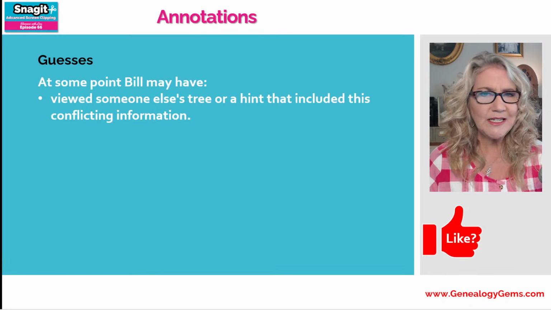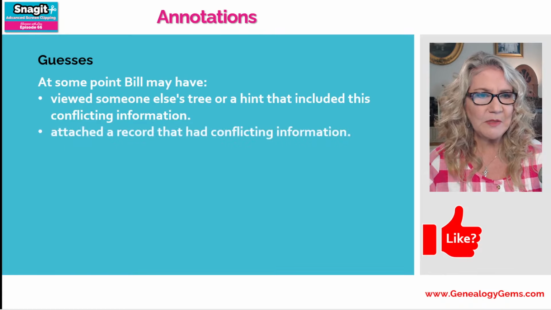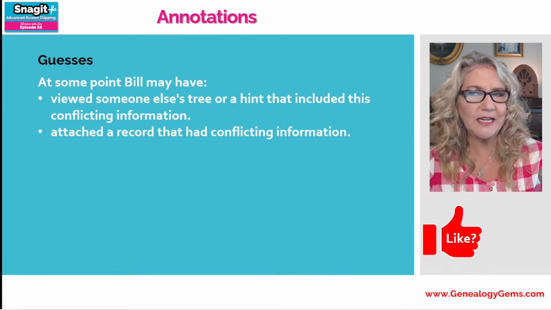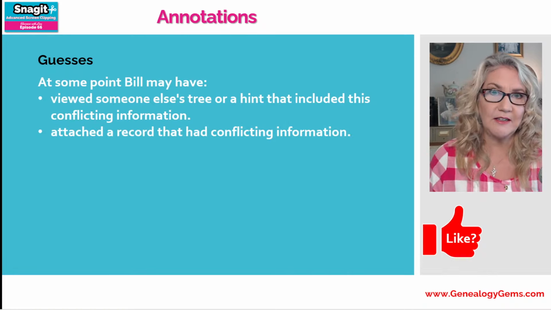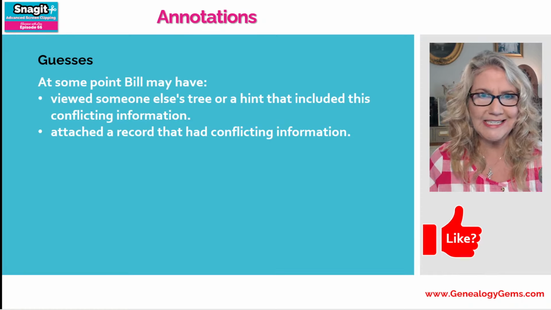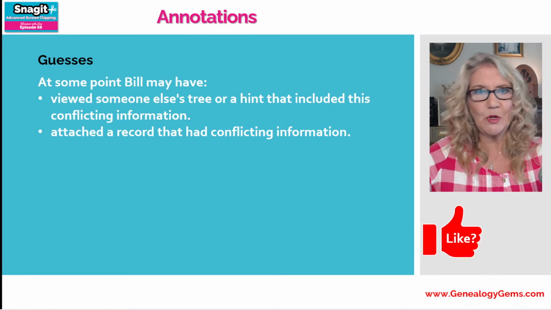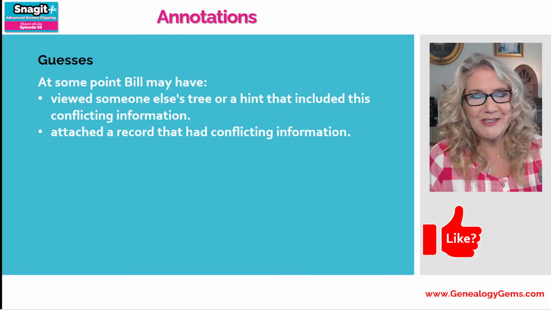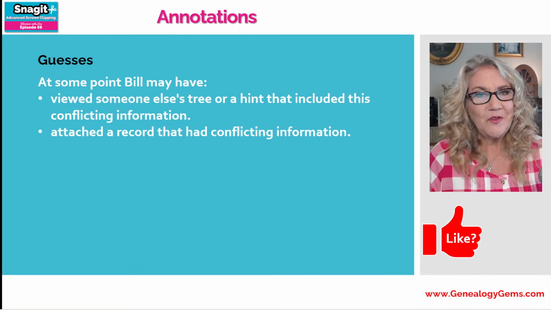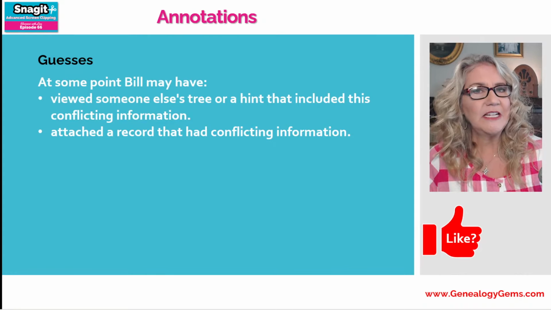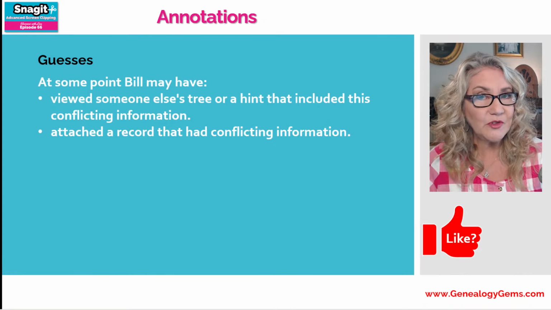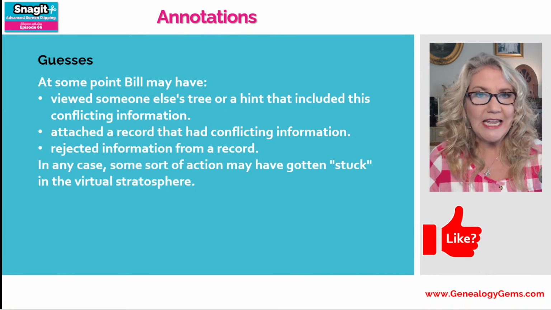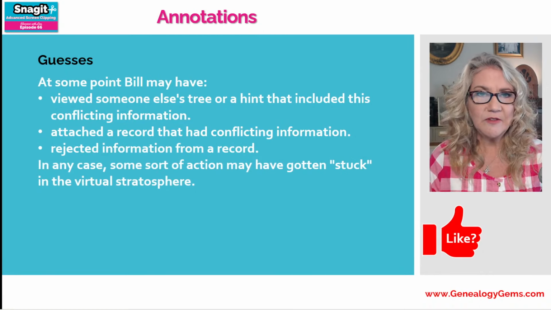Now, chances are viewing wouldn't be so much of a problem, but if he had at some point maybe attached something and then maybe removed it, and then the removal didn't really take, and now it's stuck swirling around in the family tree online stratosphere. So if he had been looking at some conflicting information, maybe from another user's tree, that could have been the problem. He also may have looked at a hint that had conflicting information.